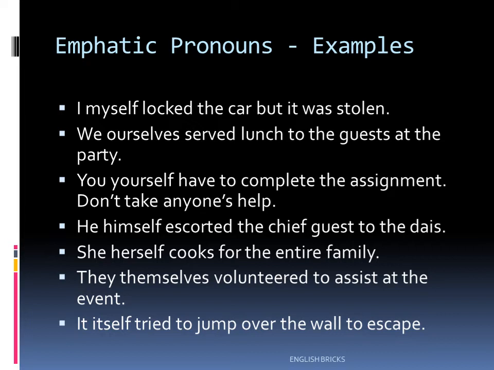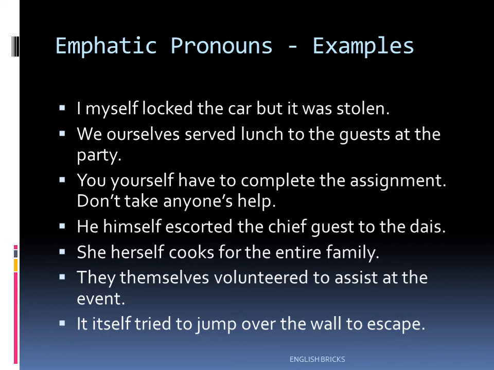So, look at that: myself. Where is it placed? Just after the subject. I myself. Nobody else did. I myself did. So, even if I remove the word myself, the meaning doesn't change.